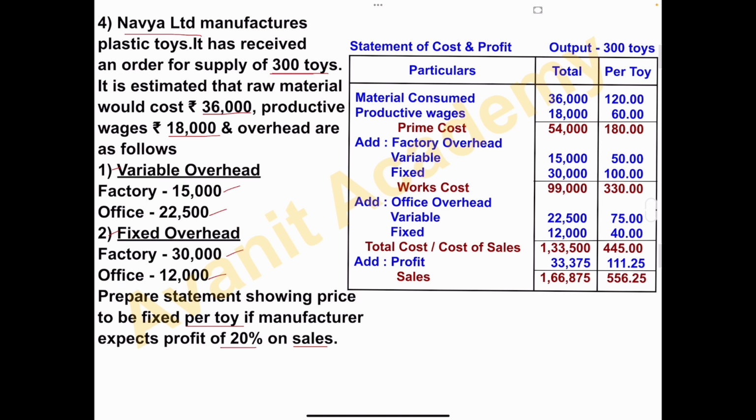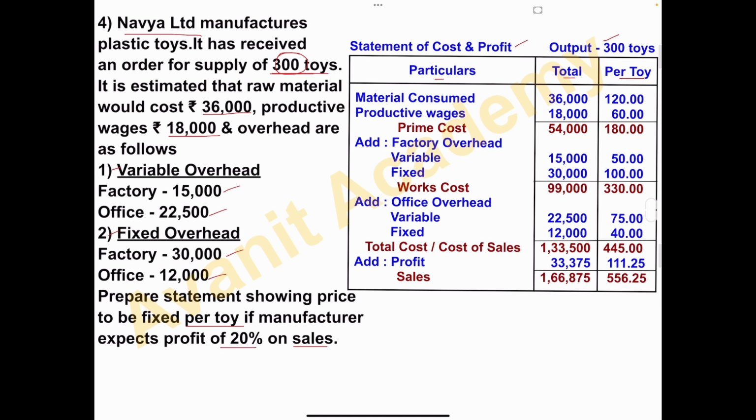Solution. Write the heading: statement of cost and profit. Write here output. They have got the order of manufacturing how many toys? 300 toys. So write output 300 toys. Columns: particulars, total, per toy. You can write here total cost and cost per toy or per unit. So first we have to take material consumed.